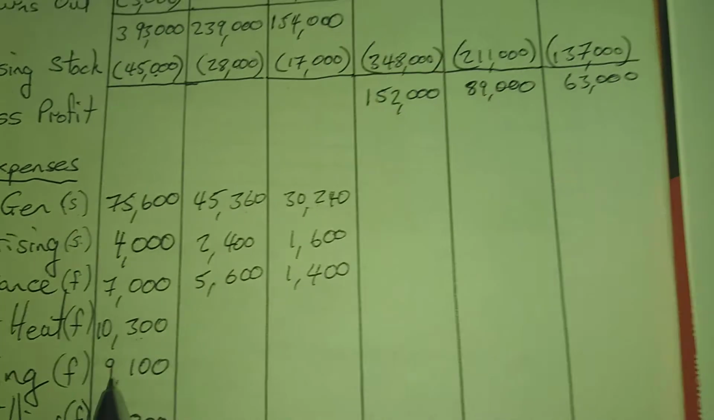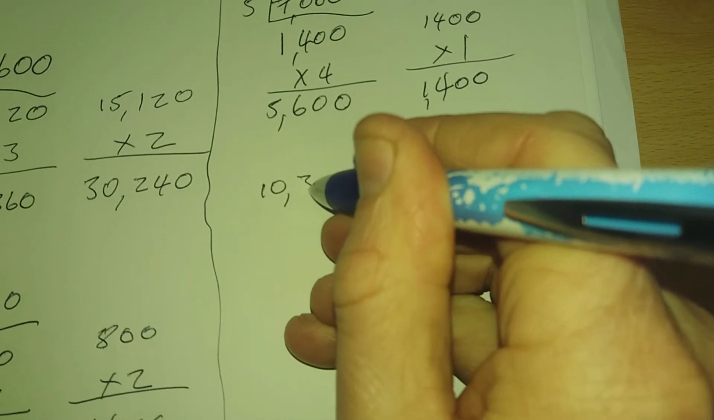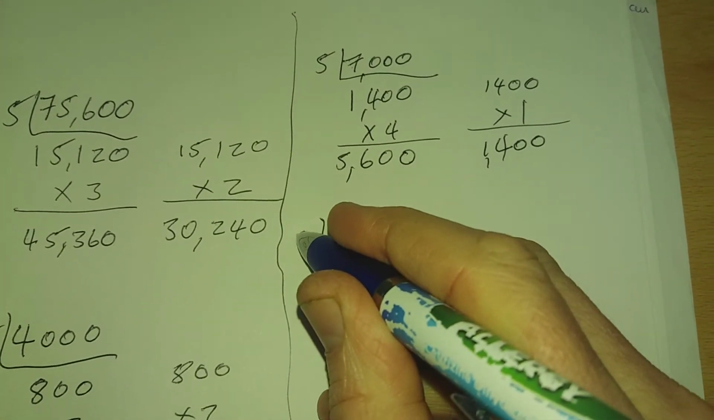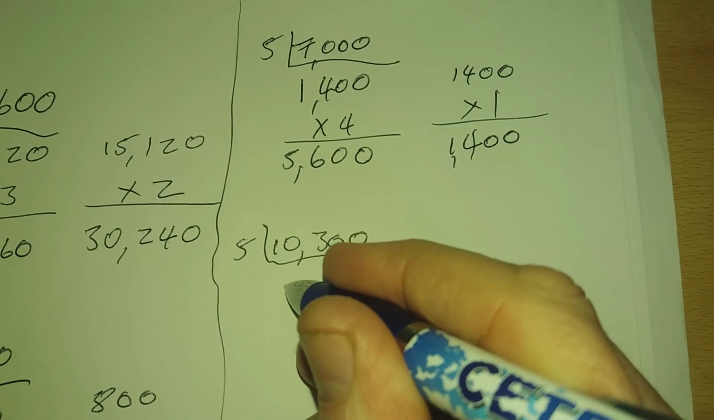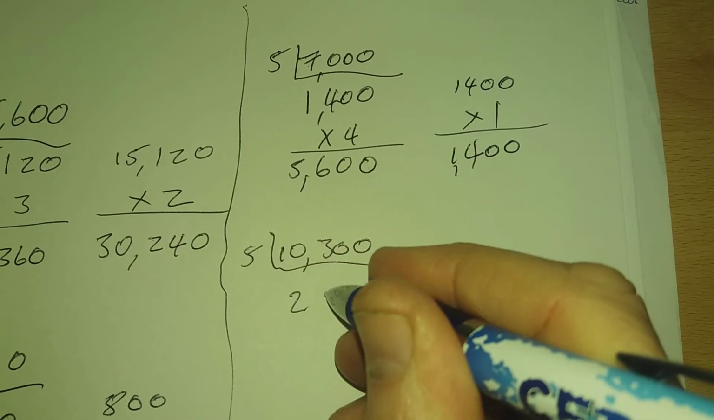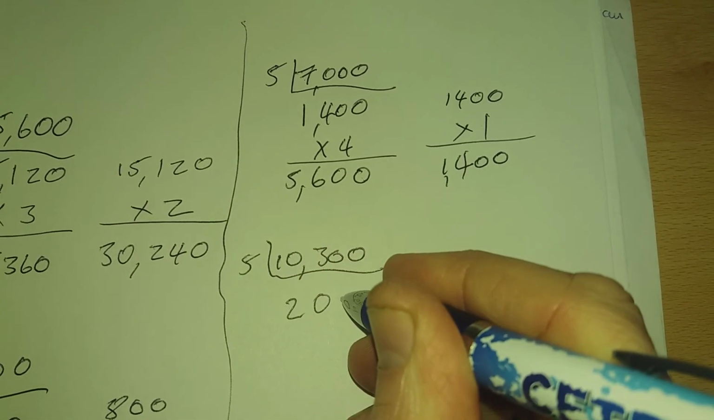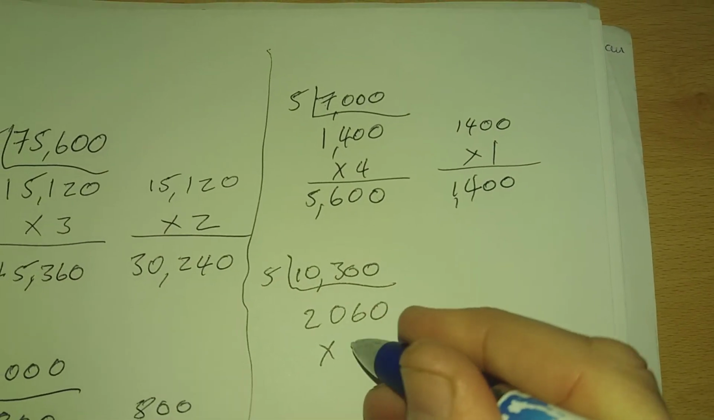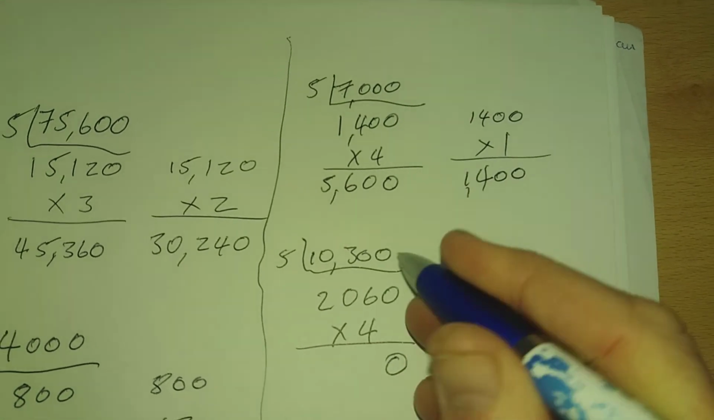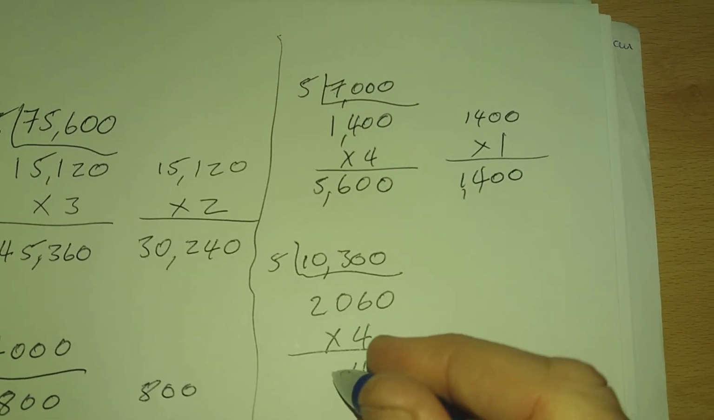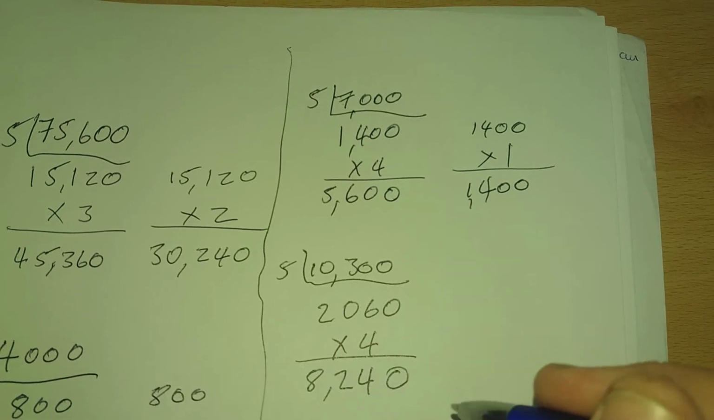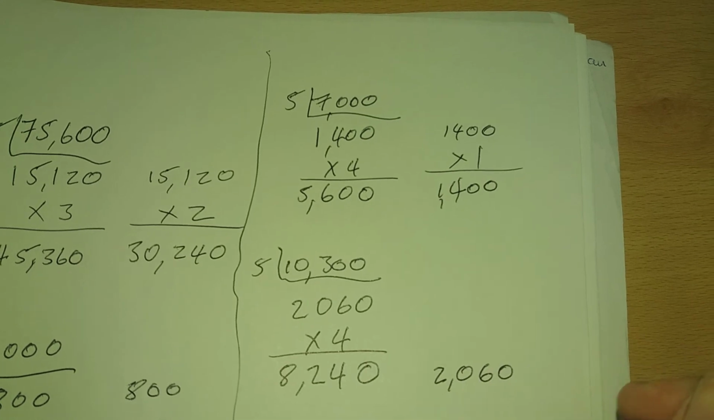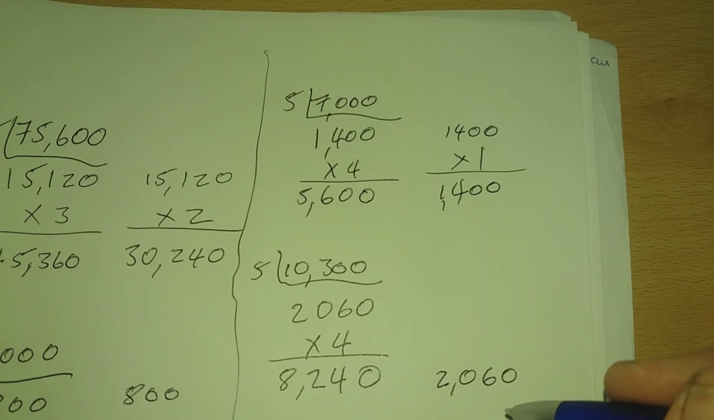So the next one, for light and heat, 10,300. And we're going to divide by 5. I think this will be the last one before we start a new video. 10,300 divided by 5 is 2,060. Is that right? And multiplied by 4 is 8,240, and 2,060. Does that add up to the right one? 8,240 and 2,060 is 10,300. Oh, it does add up.